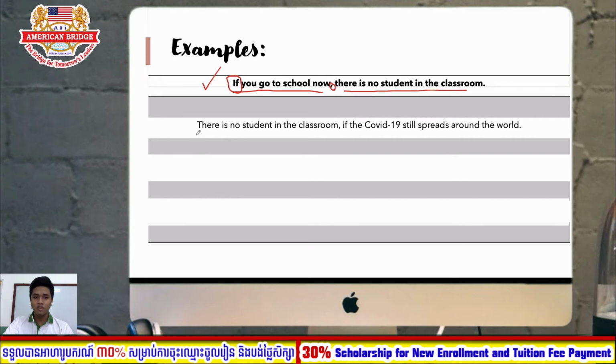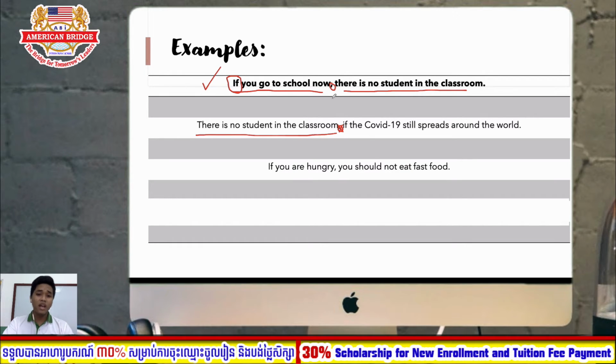Is it the if clause? No, it is not. It is the main clause. And the if clause follows the main clause right here. It means that we don't need to use a comma right here. So a comma is only used when the if clause comes at the beginning of the conditional sentence right here.